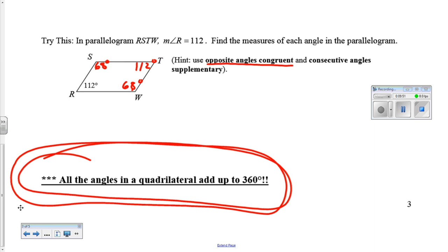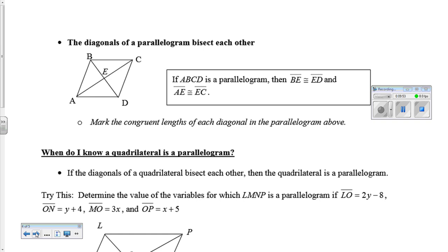We have one more property to talk about. I didn't mean last page, I lied, sorry. All right, opposite sides are congruent. Opposite sides are parallel. Opposite angles are congruent. Consecutive angles are supplementary. The last thing we're going to talk about are the diagonals of a parallelogram.